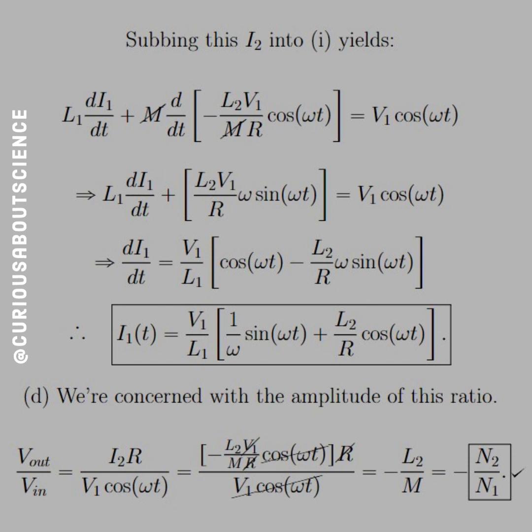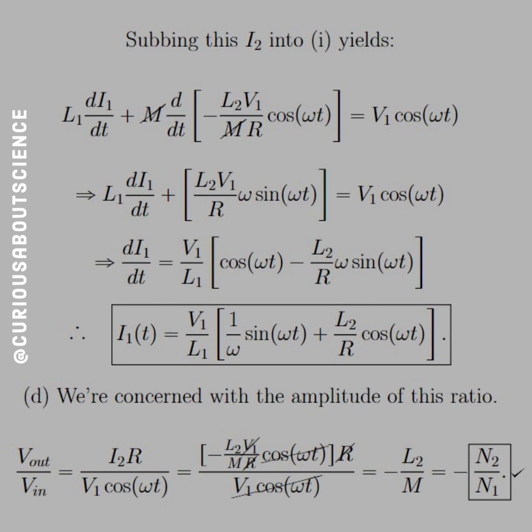All right, so in D, we're concerned with the amplitude of this ratio. So V out over V in is equal to I2 R over V1 cosine omega t. Okay, so I2, which we found last time, we can sub that in. We see that the R's cancel in the numerator. After the substitution, the V1 and the cosine cancel. So we're left with negative L2 over M. But we saw that this again is equal to the ratio of N2 over N1.